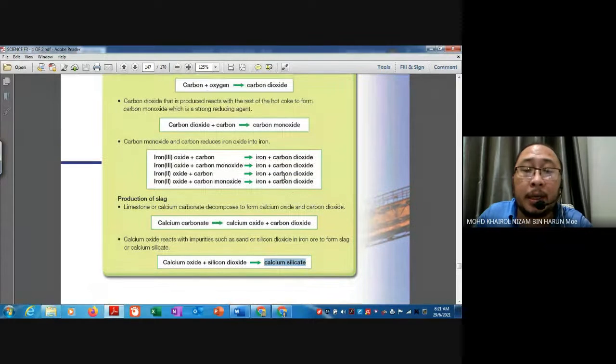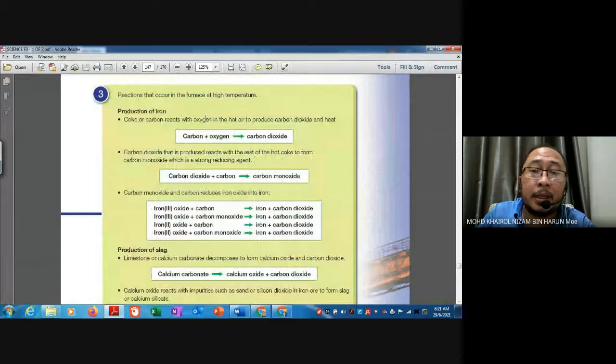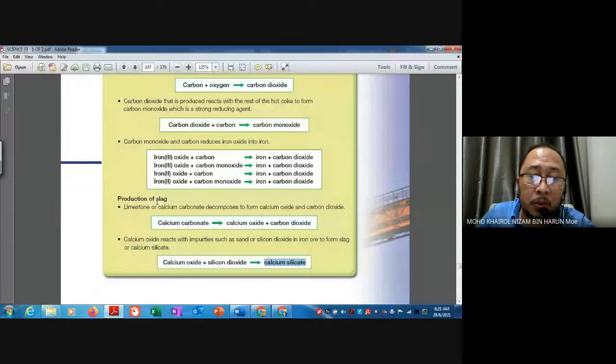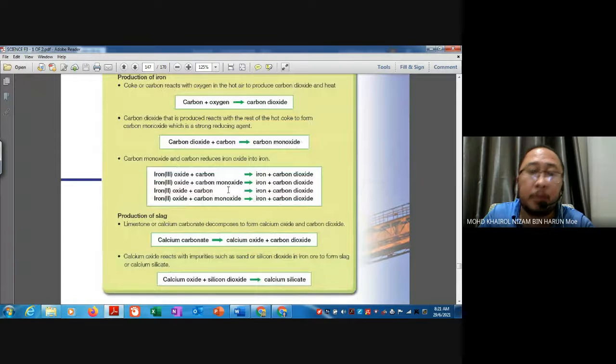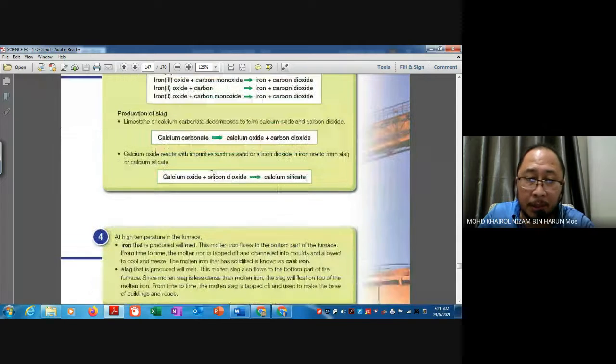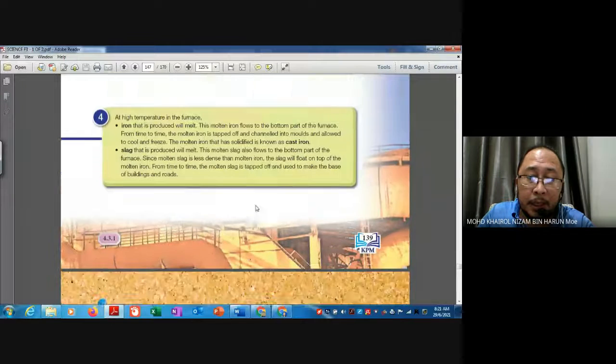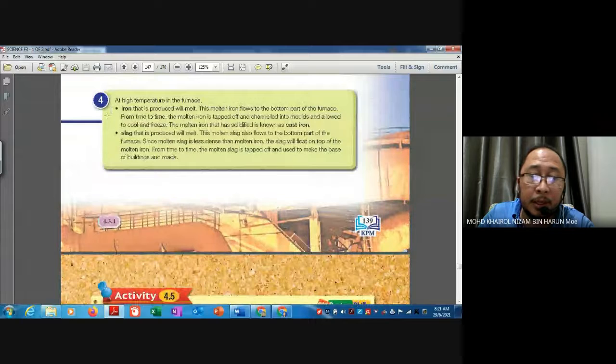So I hope that you can remember all the reactions that occur in the furnace, from the production of iron and also the production of slag. Even though this is very complex, try to remember the names of the chemical compounds used in the process. Okay, so this is the conclusion of this extraction process.